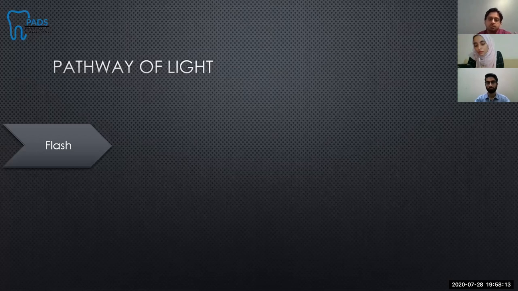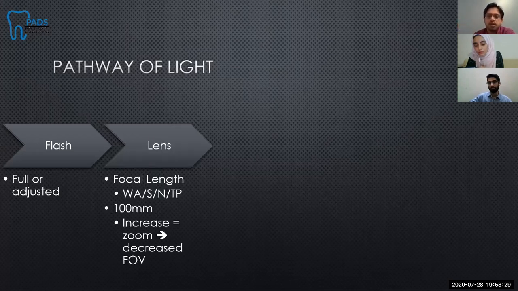Wide angle lenses are usually less than 35 mm. 35 mm is a standard lens. 50 mm is a normal lens. Why is it called normal? Because the angle of view of a 50 mm lens is the same as the angle of view of a normal human eye. And then above 50, you start venturing into the telephoto range. 100 to 105 is what you're looking for in clinical photography, both intraoral and extraoral.